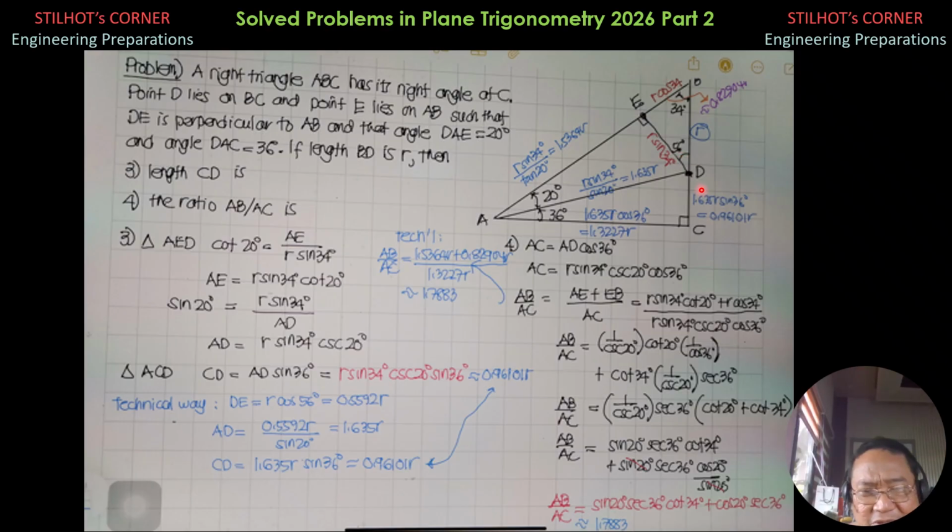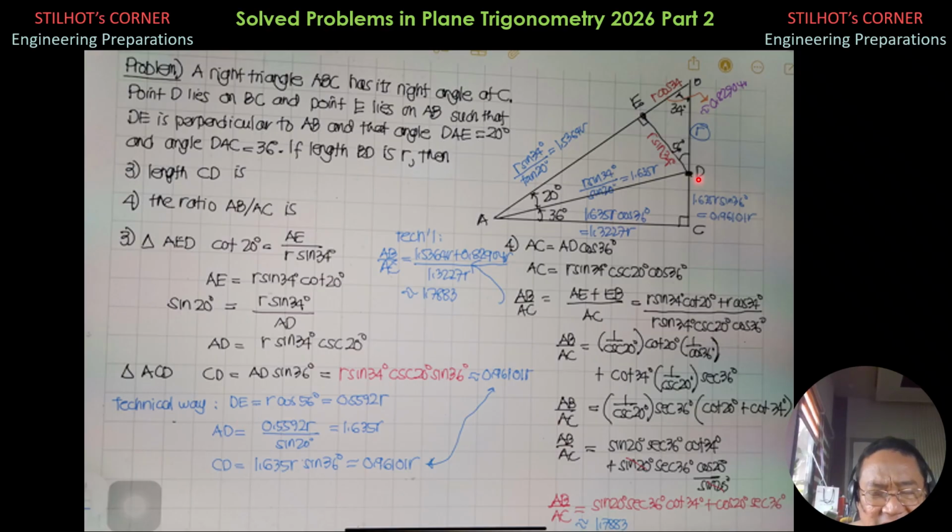Or if you use, yes, 56 degrees. As long as you can solve for the lengths of these segments of the triangle, there's no problem. Use any angle as long as it is a correct angle. So for instance, you may also assume R is 1. By the way, if we evaluate this from the choices, it is 0.96101 of R. So the technical way is this.